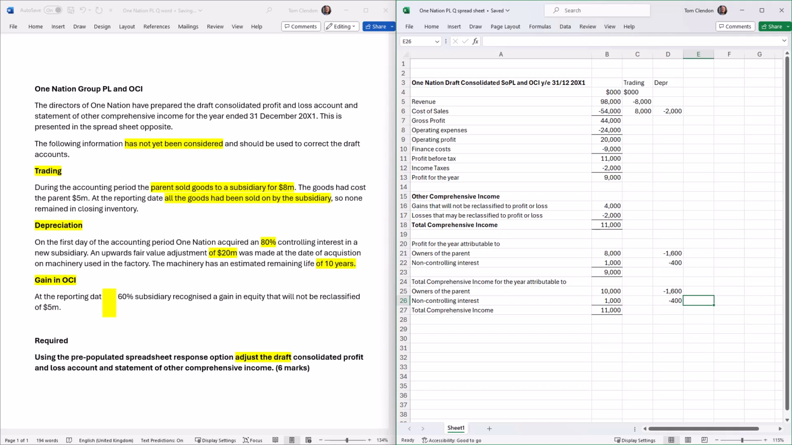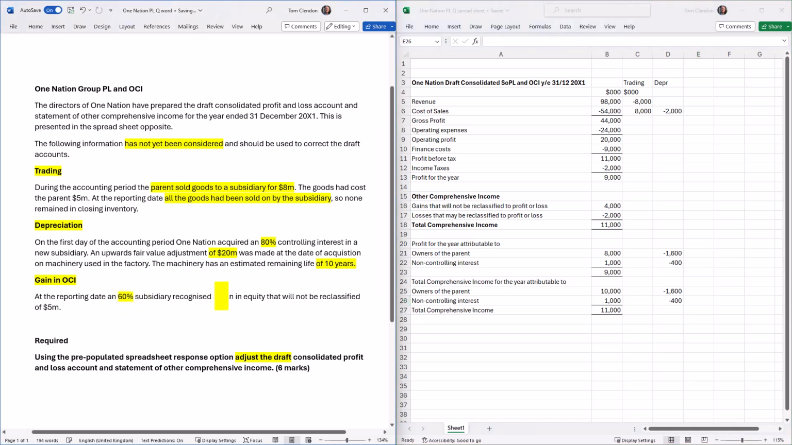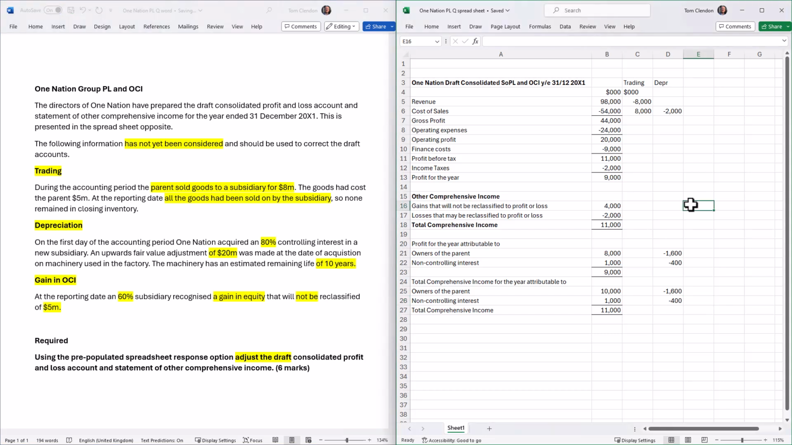one to go. This time we've got a 60% sub, recognizing a gain in equity that will not be reclassified. So perhaps in the post-acquisition period, the sub has revalued its PPE in the post-acquisition period. I don't know, it doesn't matter. We have here a 5 million gain that has not been recorded. So in OCI, this will not be reclassified. So we've got here the 5,000 going in there. Yeah, I say 5,000 because it is 5 million.